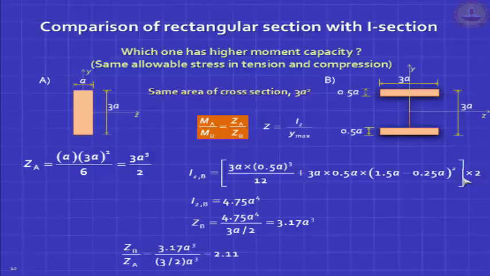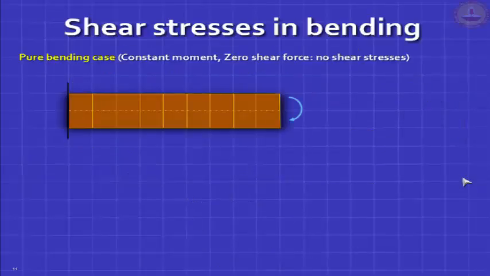If you compare these two, you can show that the I section is more than 2 times efficient compared to the rectangular section for this choice, for this example problem. So that's why I sections are said to be more efficient, less deflection, more strength. Okay, so the bending moment capacity is 2.11 times. You could get simple questions like this to test your understanding.